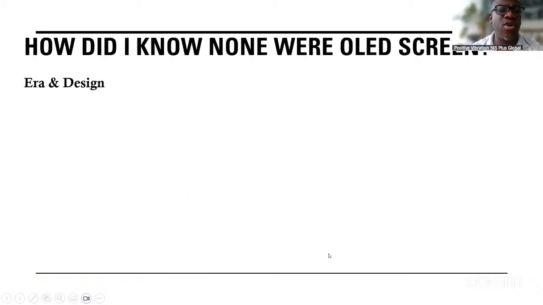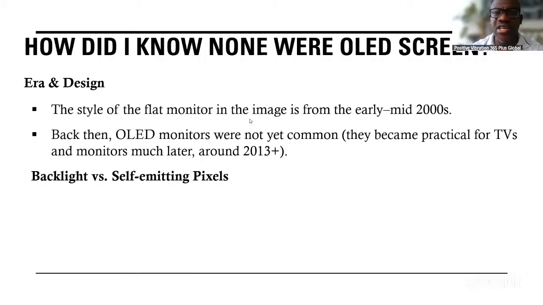So let's look at what OLED probably looks like. All right, I'm going to tell you what OLED looks like. So OLED, the one I mentioned before, the LCD came out about early mid 2000. I told us about 2002. Can you remember when it came out around 2002? Now back then OLED monitors were not common because OLED came out about right here, so 2013 plus.